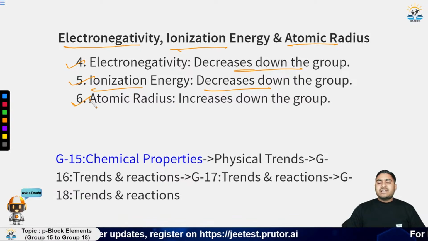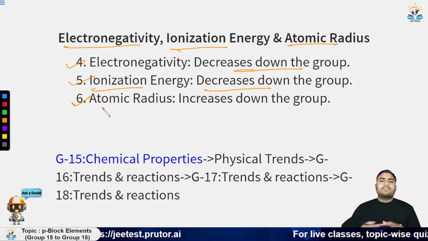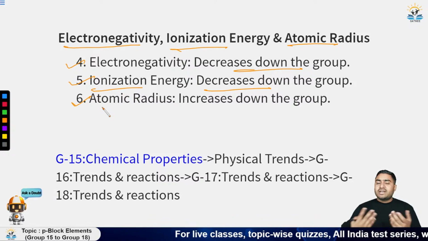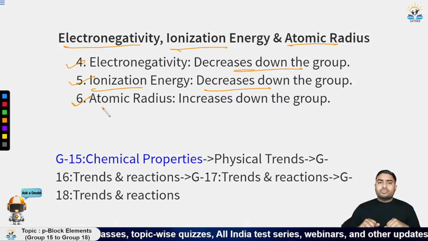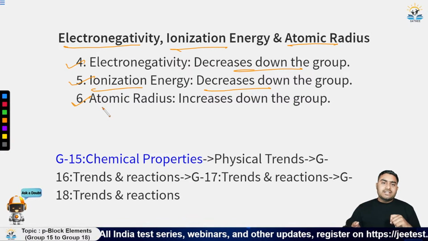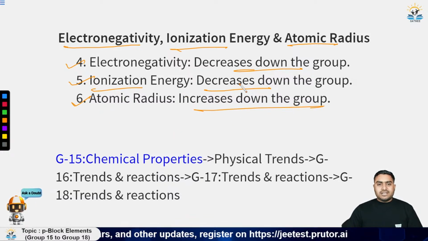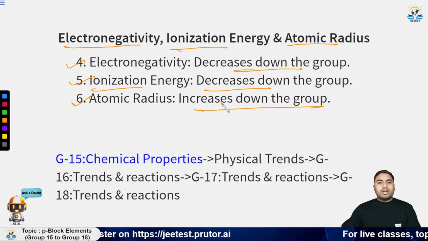And atomic radius, as I told you already, if you are moving left to right across a period, what happens? Atomic size decreases, so atomic radius decreases and Z effective increases. But if you are moving top to bottom, due to the addition of a new shell, atomic radius increases. That means atomic size increases down the group. Okay, and ionization energy decreases down the group because atomic size increases. Okay, that's all about these properties.